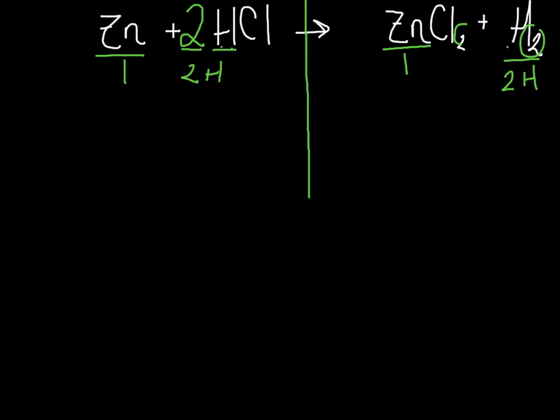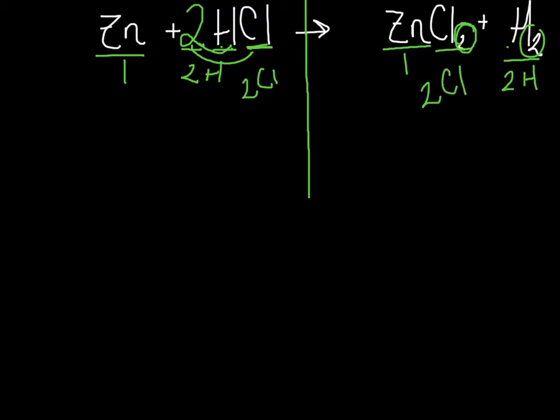Now we have to look at the last element that we haven't looked at, which is the Cl, the chlorine. On this side now we have 2, because remember that coefficient 2 goes to both things after it. So 2 Cl's on this side, and on the other side we have 2 Cl's because this Cl has the little subscript 2. So those are actually balanced.